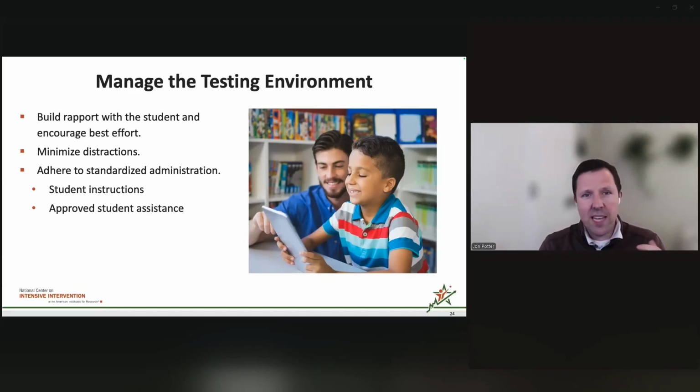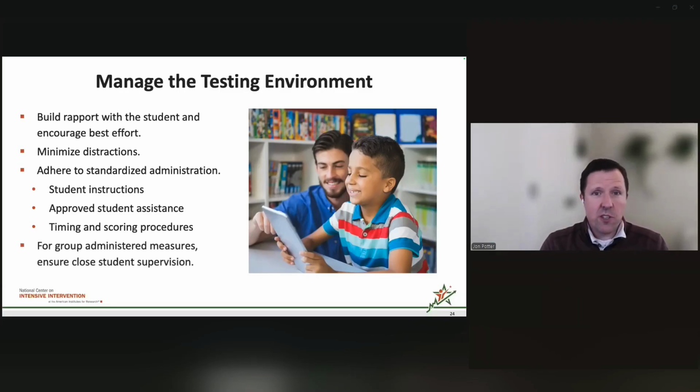If I start giving kids help or giving them prompts that are not on the approved list, then I'm giving them a better chance at the score than someone else, and I can't really compare that score. Timing and scoring procedures, again, make sure you're accurately timing and scoring in ways that are approved, accurate scoring methods.